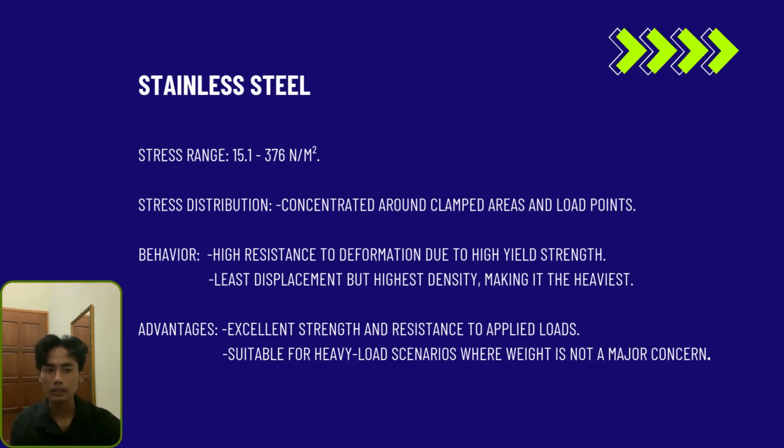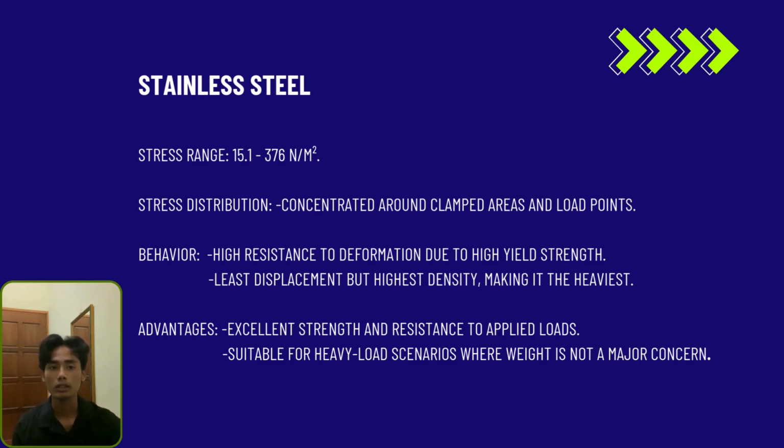Due to its high yield strength, stainless steel exhibits the least amount of displacement and deformation, providing superior resistance to applied loads. However, it has a high density, making it the heaviest of the three materials. This trade-off makes stainless steel ideal for applications where maximum strength is needed and weight is less of a concern.